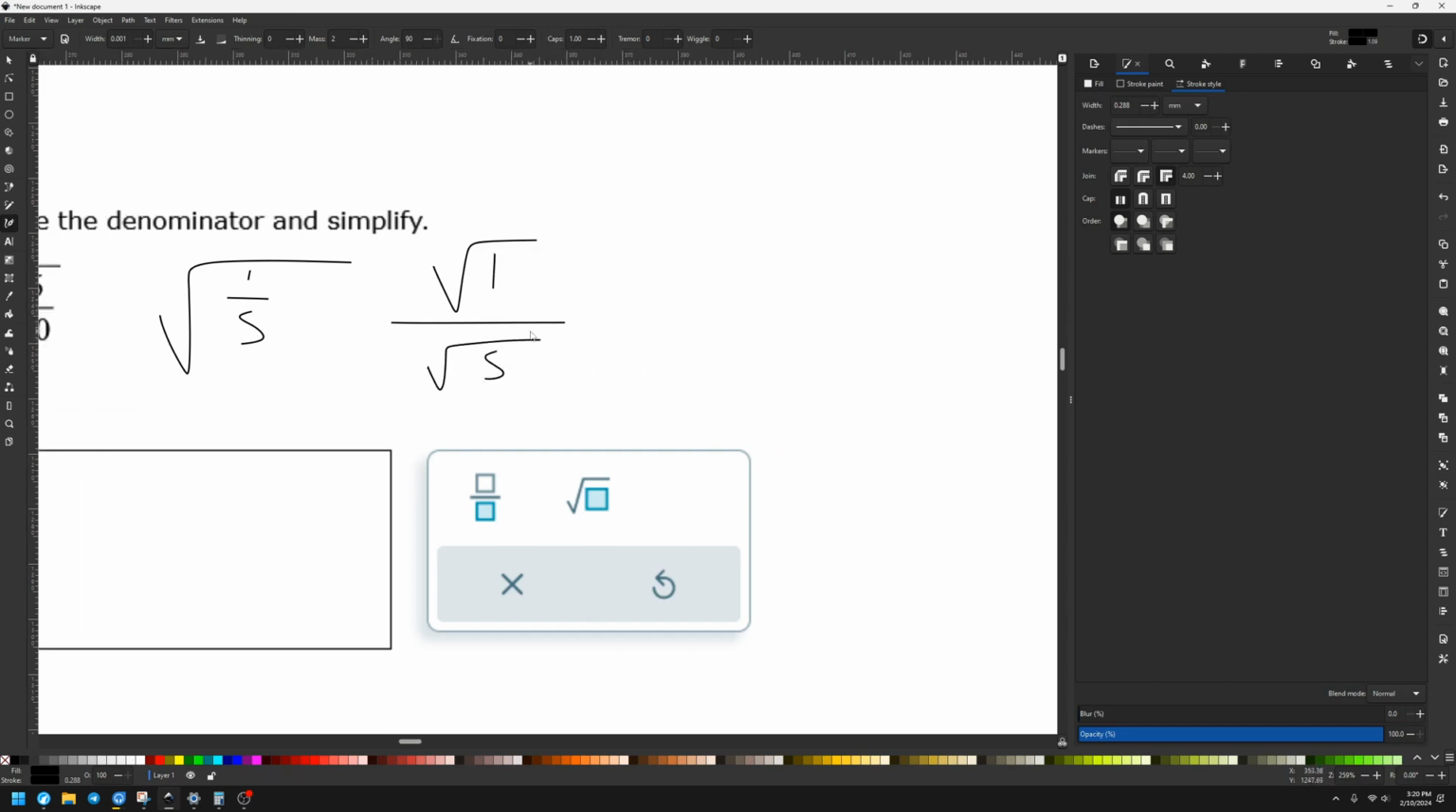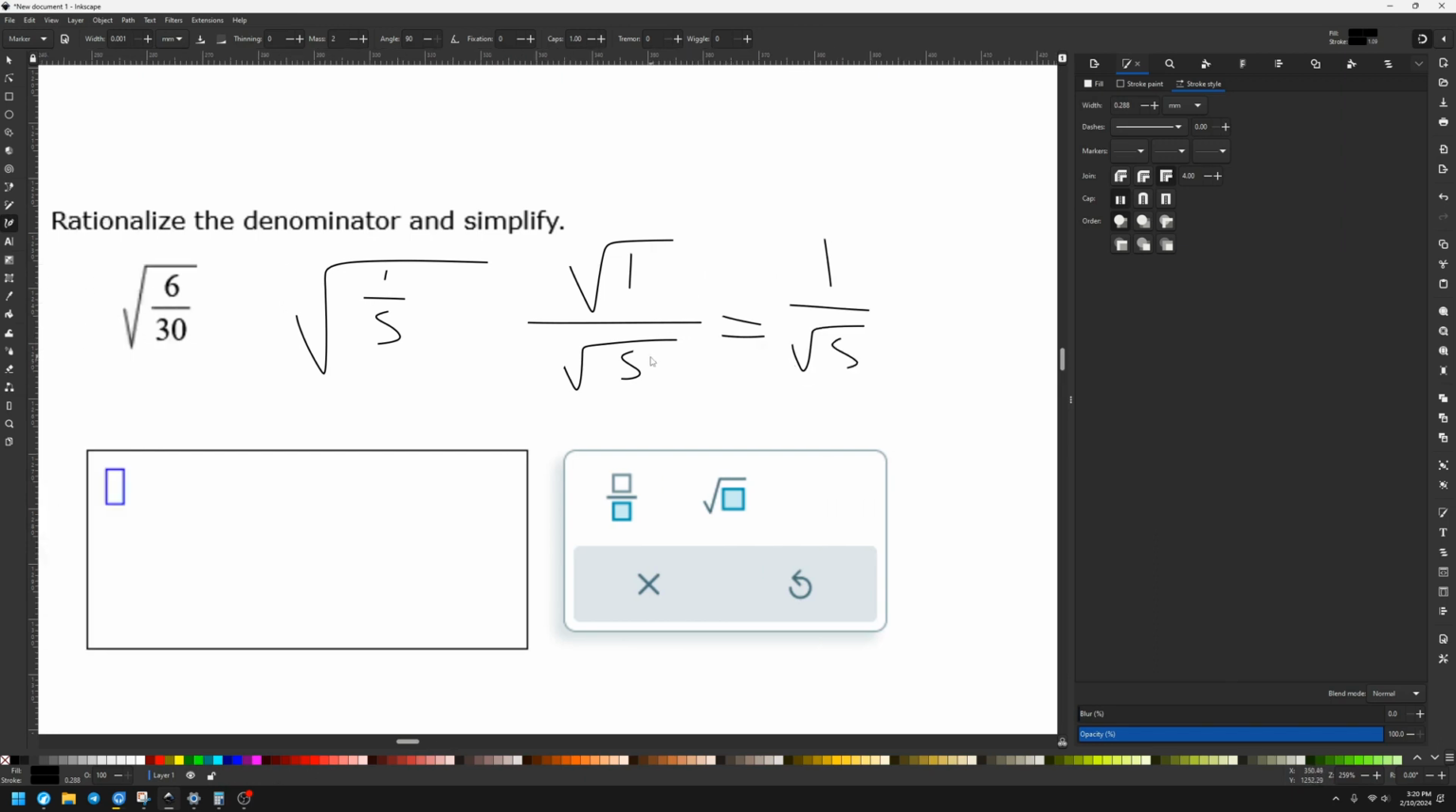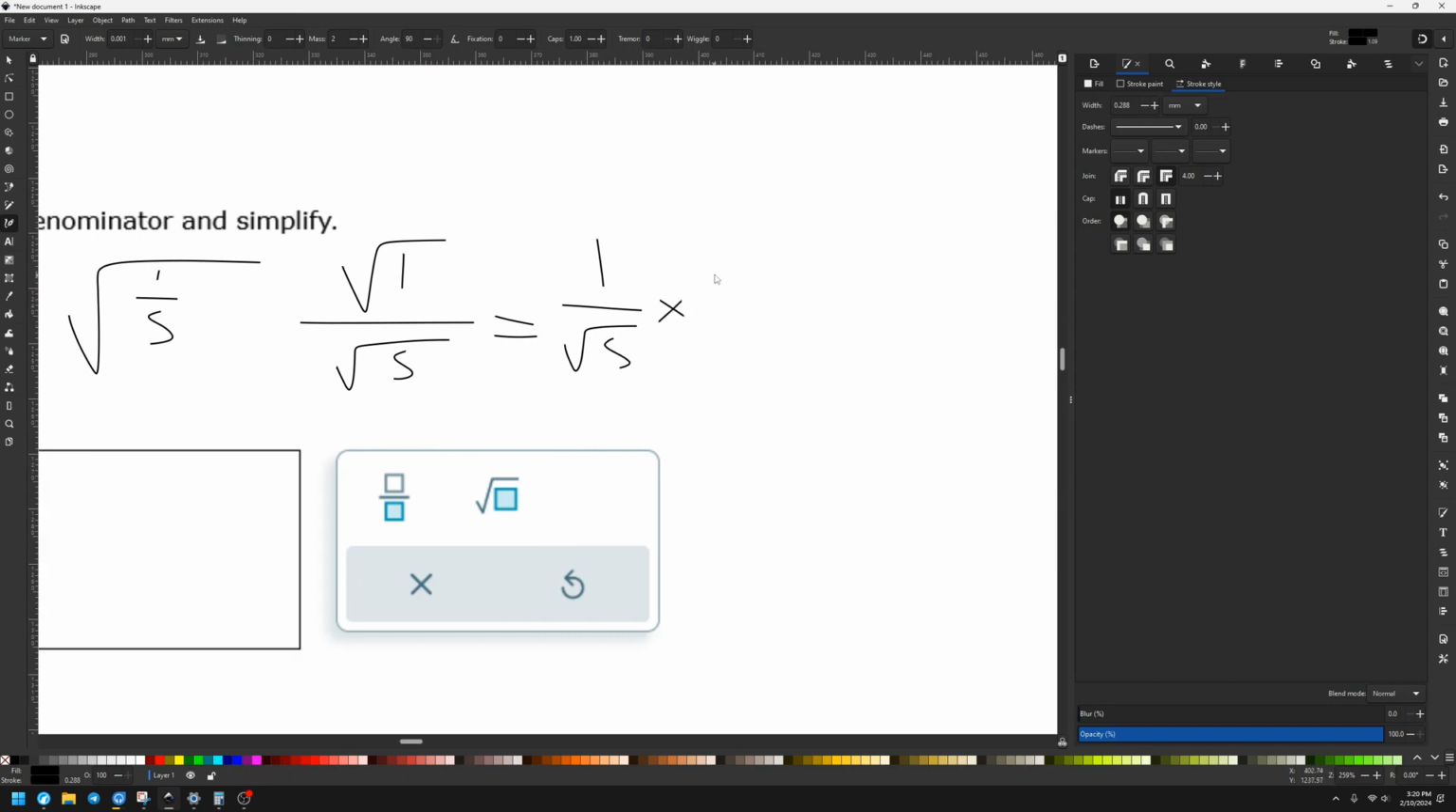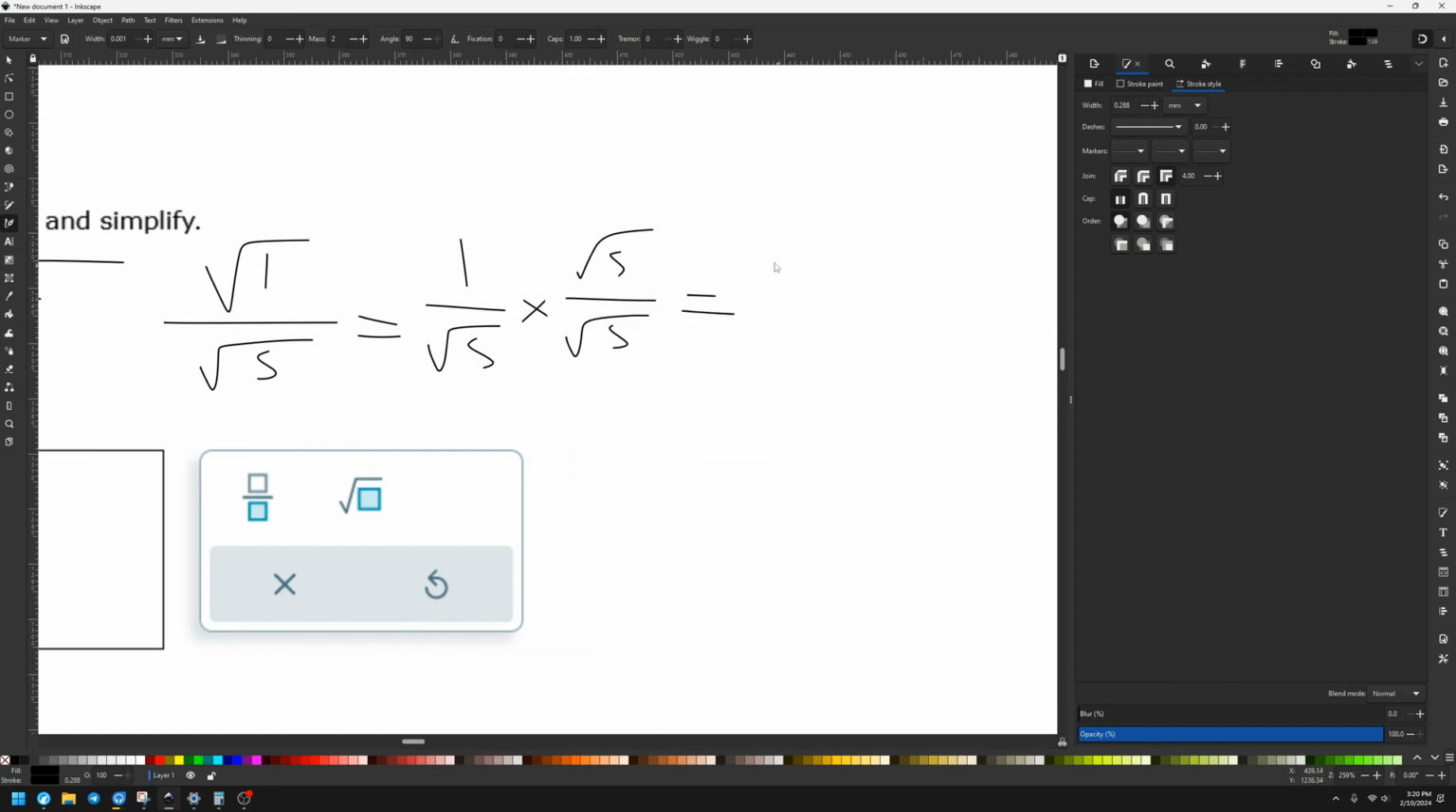This applies for higher powers, by the way, as well. The square root of 1 is just 1, so 1 divided by the square root of 5. And remember, it says to rationalize, so let's do the same thing as last time. Times the square root of 5 divided by the square root of 5. It's going to be the square root of 5 divided by 5. Since there is no longer a radical in the denominator, we're done.